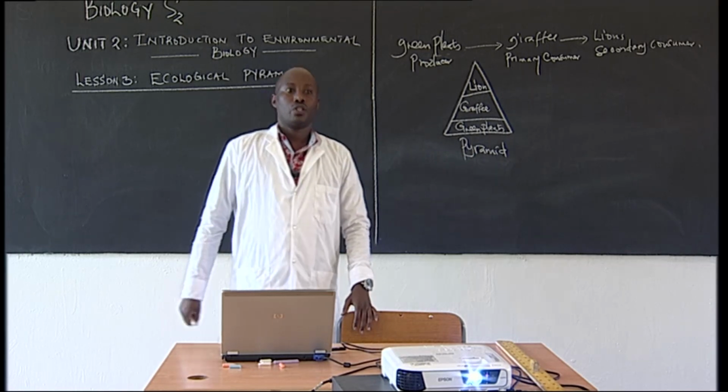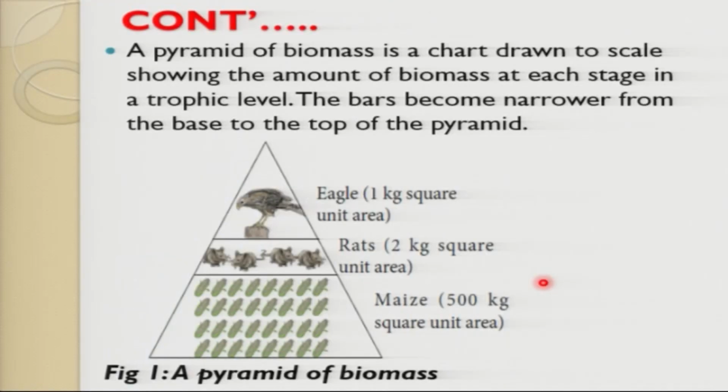Okay? So a pyramid of biomass would be referred to as a chart drawn to scale, showing the amount of biomass at each stage in a trophic level. Okay? The bars become narrower from the base to the top of the pyramid. Are you with me? Good, if you're with me.